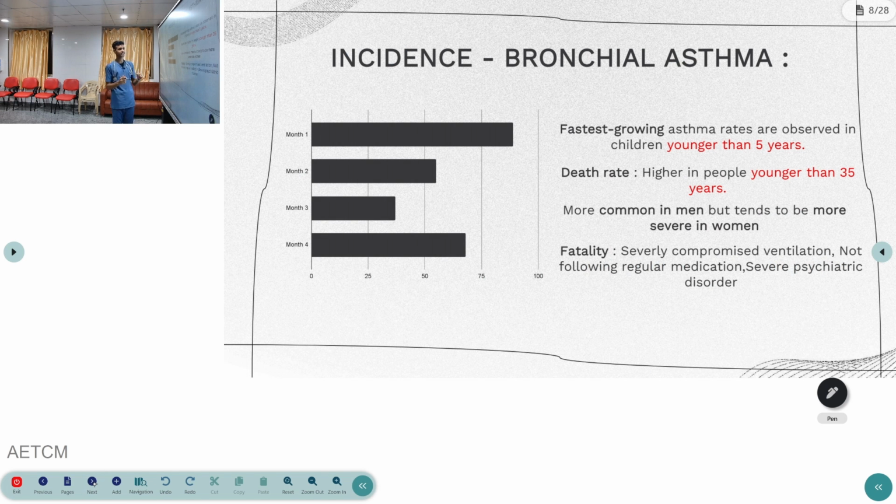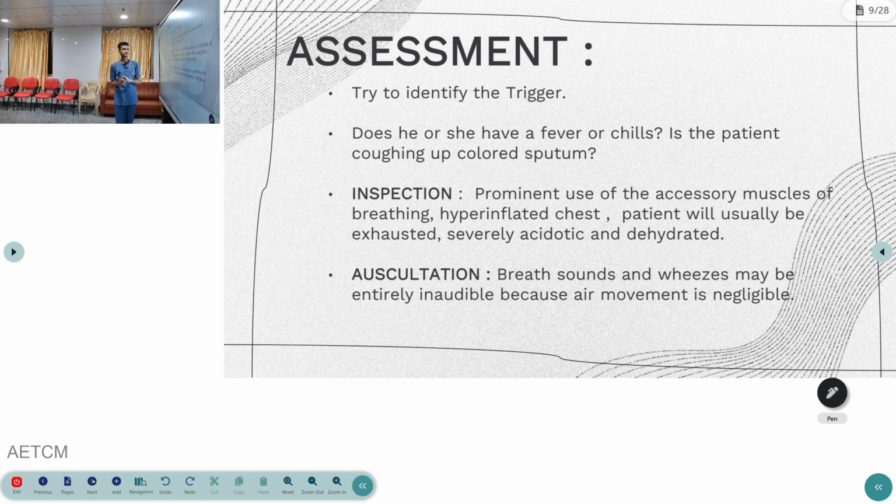And then, incidence wise, the fastest growing asthma rate is in children younger than 5 years, while the death rate is higher in people younger than 35 years. It is more common in men, but severity wise it is more severe in women. Fatality wise, death will occur with severely compromised ventilation, not following the regular medication, or severe psychotic disorder. These are some incidences just for the sake of knowledge.